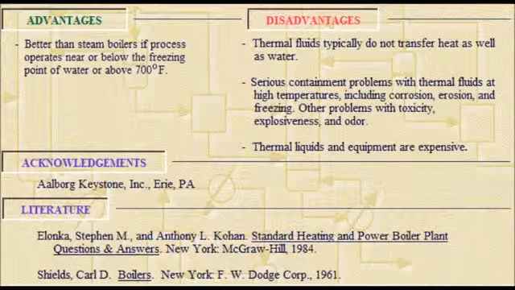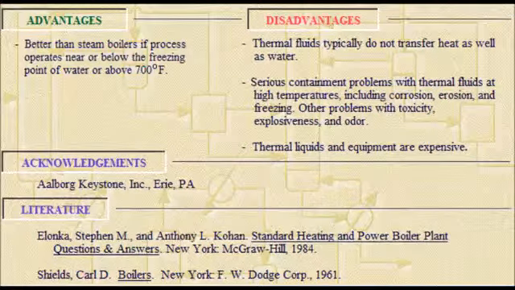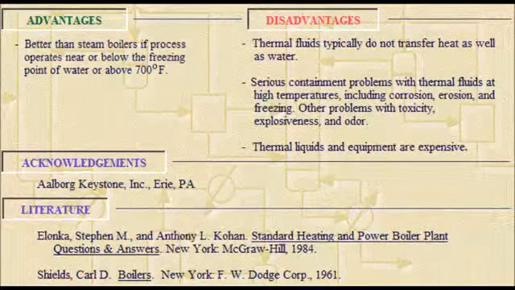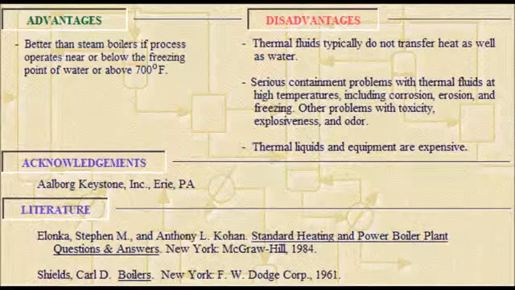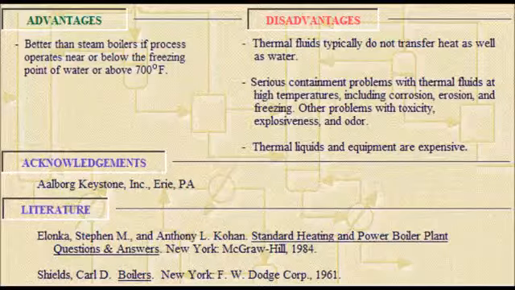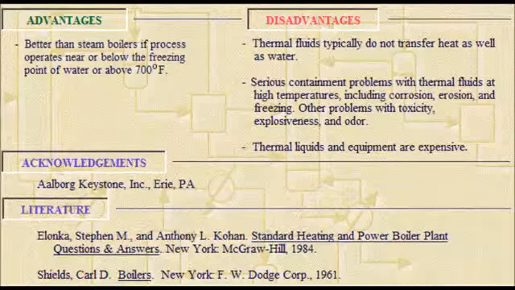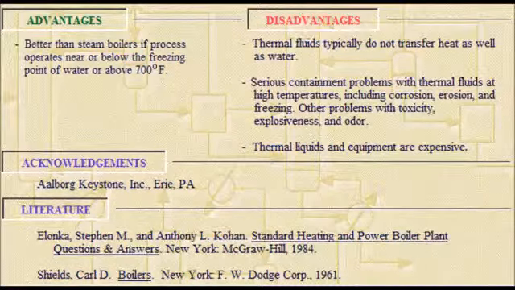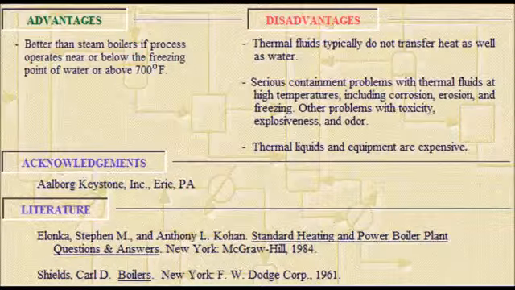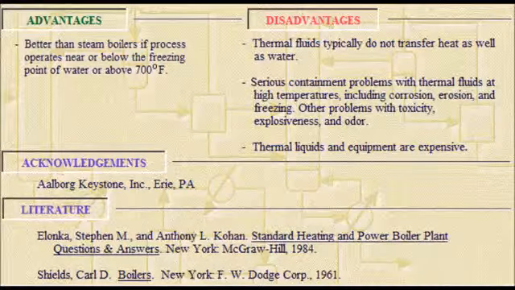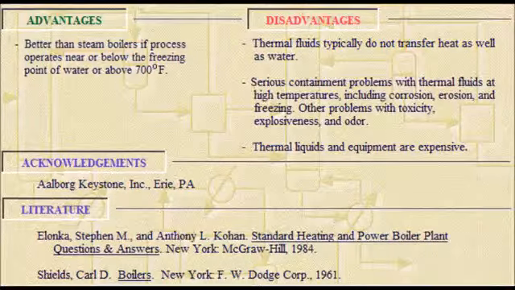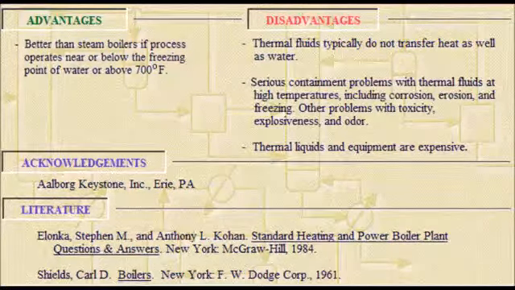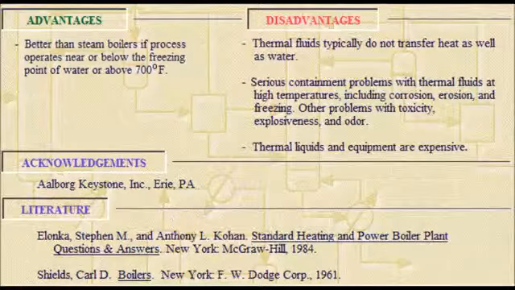Thermal liquid heaters are better than steam boilers if the process operates near or below the freezing point of water or above 700 degrees Fahrenheit. Thermal fluids typically do not transfer heat as well as water. There are serious containment problems with thermal fluids at high temperatures, including corrosion, erosion, and freezing. Other problems include toxicity, explosiveness, and odor. Thermal liquids and equipment are expensive.